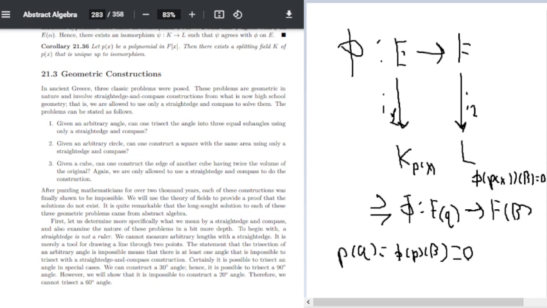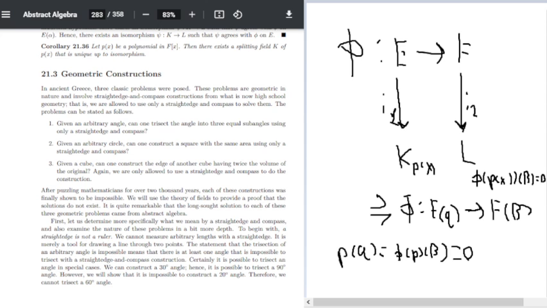Geometric constructions. In ancient Greece, the classical problems were posed. These problems are geometric in nature, and involve straightedge and compass constructions from what is now high school geometry. That is, we are allowed to only use a straightedge and compass to solve them. The problems can be stated as follows. 1. Given an arbitrary angle, can one trisect the angle into three equal subangles using only a straightedge and compass? 2. Given an arbitrary circle, can one construct a square with the same area using only a straightedge and compass? 3. Given a cube, can one construct the edge of another cube having twice the volume of the original? Again, we are only allowed to use a straightedge and compass to do the constructions.